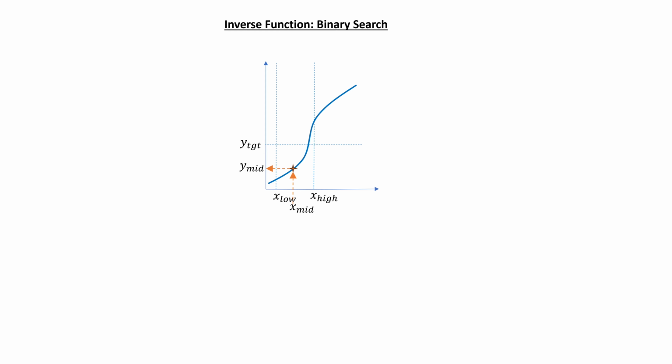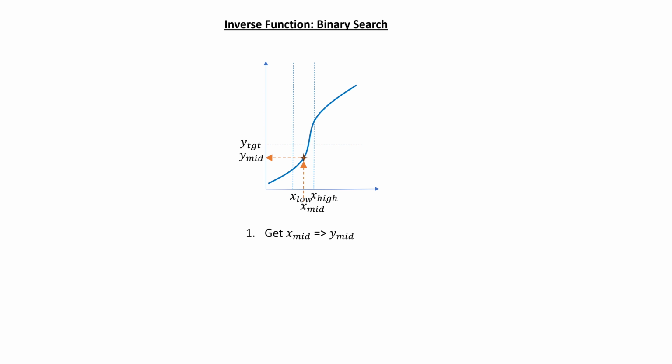Then we do the same again. We have our x mid, we have our y mid, and in this case we are too low. That means we have to adjust our lower bound upwards to our previous x mid. And then we do the same. And we repeat this over and over until we have reached a stopping condition.